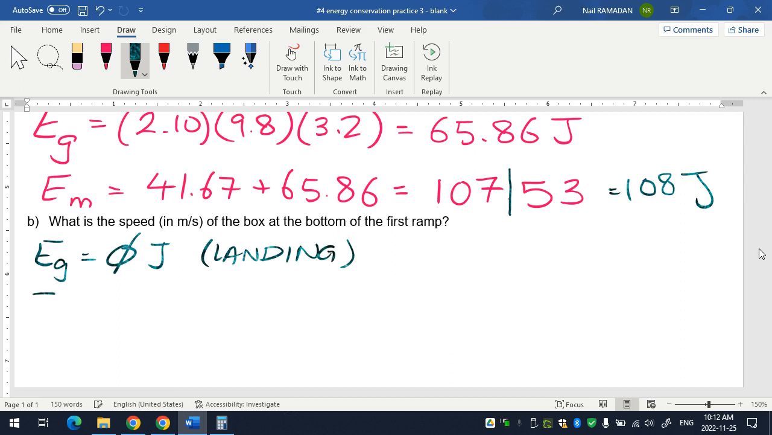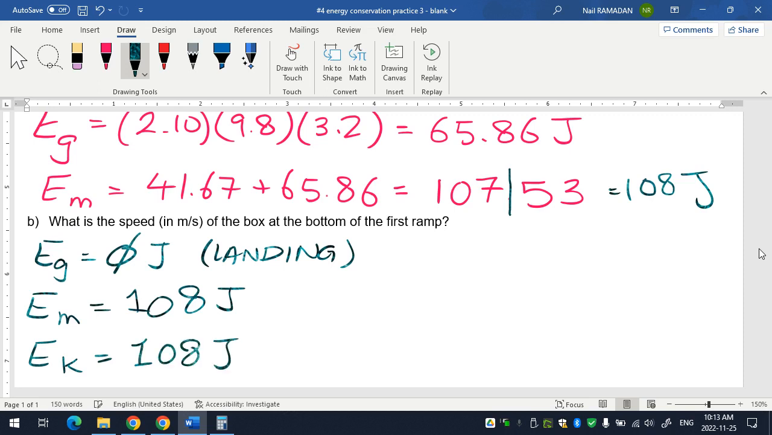Okay. What's EM? Actually, I should have started with EM. It would have looked nicer. Yes, EM is what? 108 joules. So according to this, what should be EK? Because one player has nothing, the other player has to have every single thing in their possession. So 108 J.